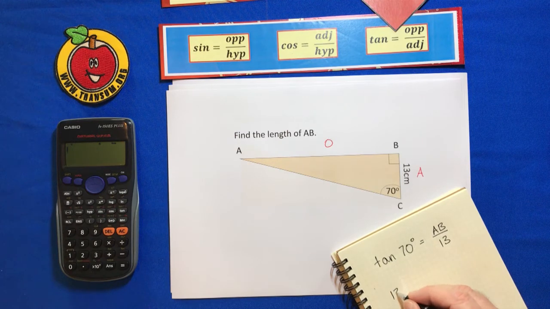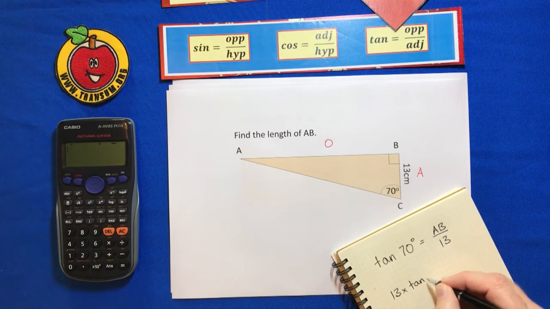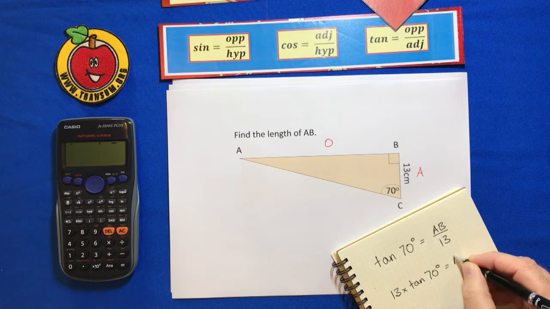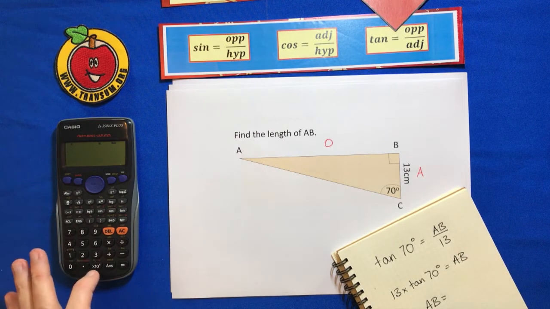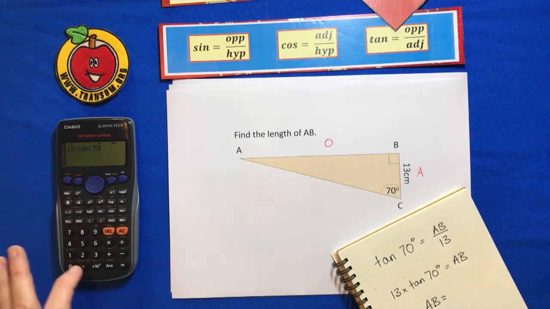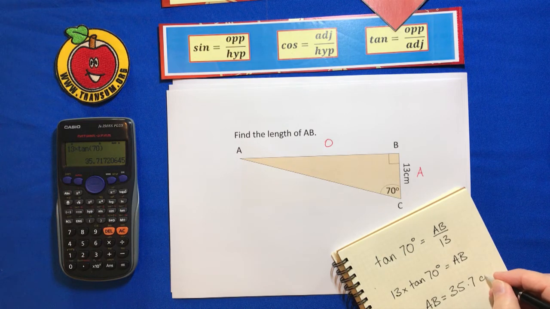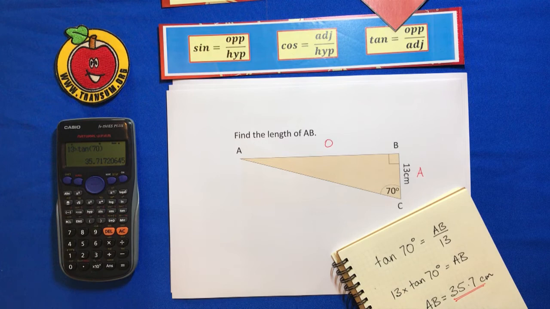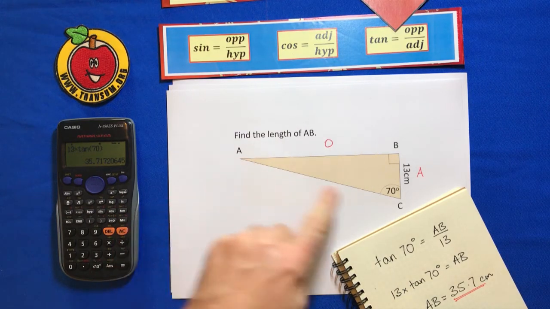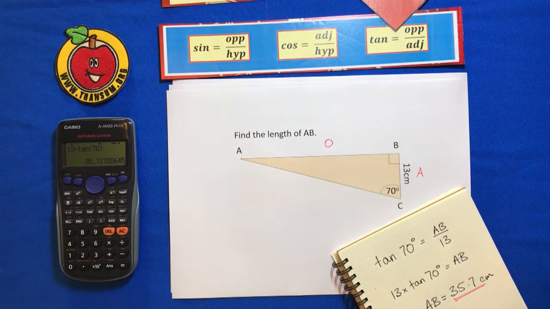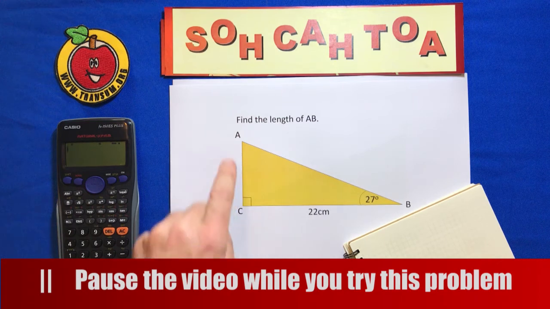Multiply both sides by the 13. And I get 35.7 centimeters. And look at the diagram. Does that seem reasonable? Quite long. Well, that's a big angle, yeah, so that could be quite long, isn't it? To 3 sig figs.